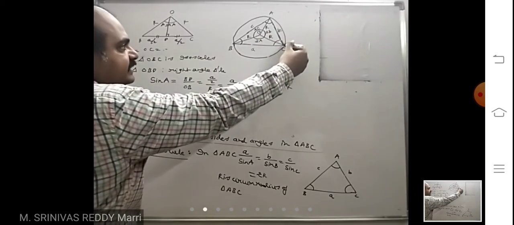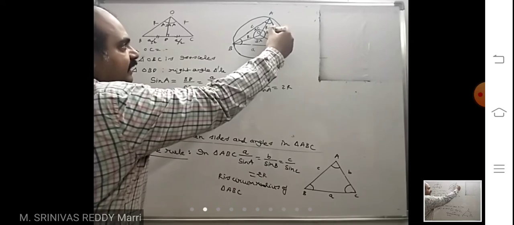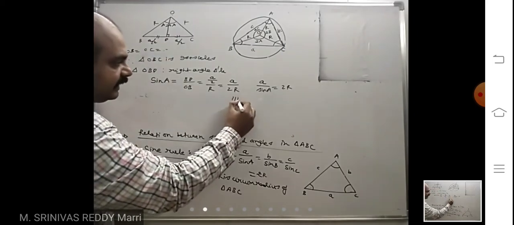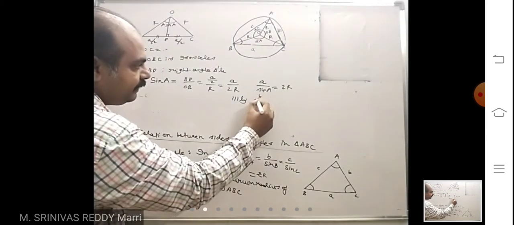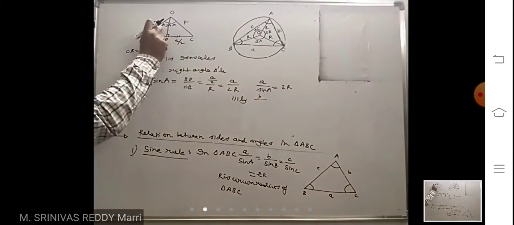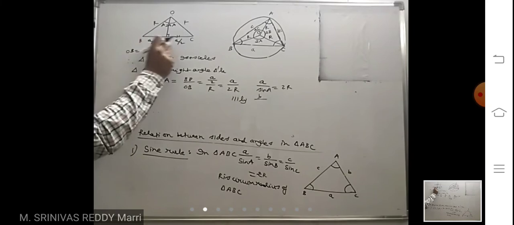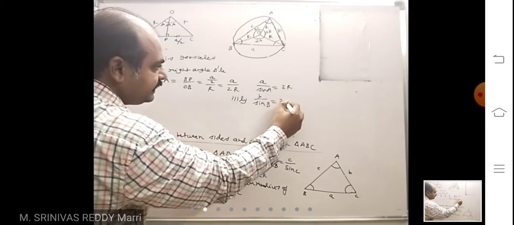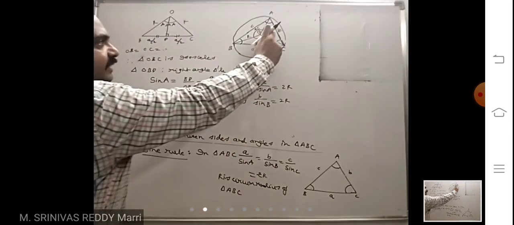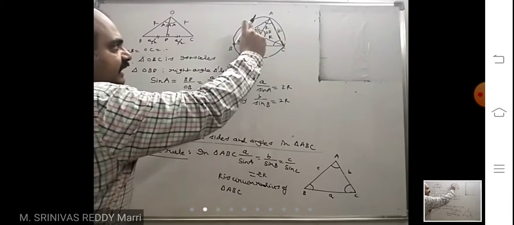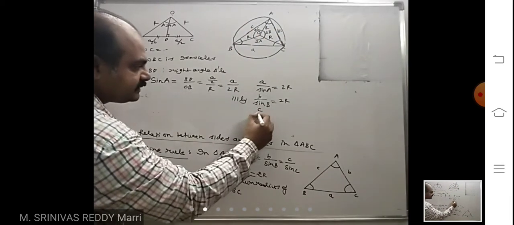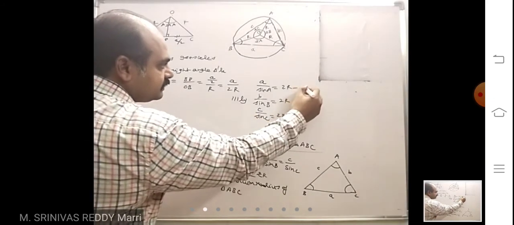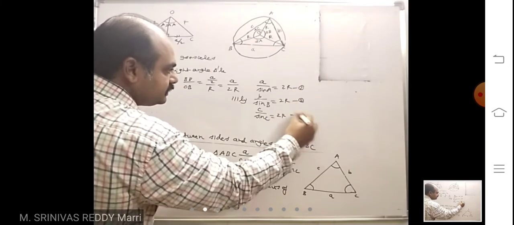Now similarly, if you take this triangle, look, 2B is there. Similarly, you will get B by 2 here, and B by sine B equal to 2R. Similarly, this angle is 2C, so you will get C by sine C equal to 2R. So this is 1, this is 2, this is 3.